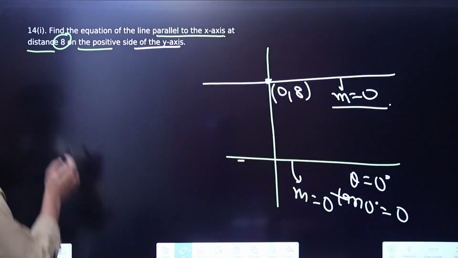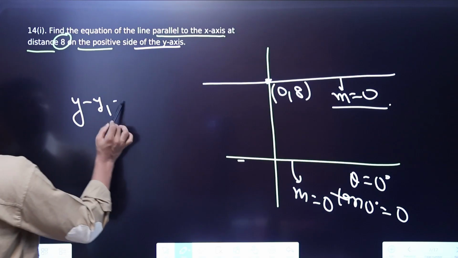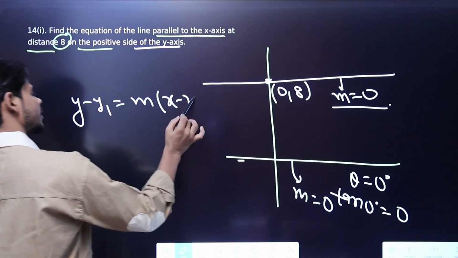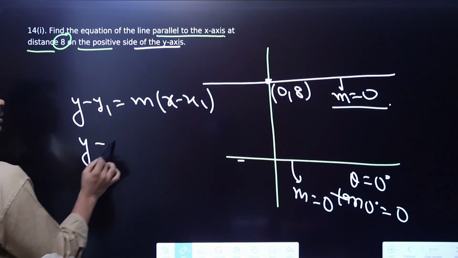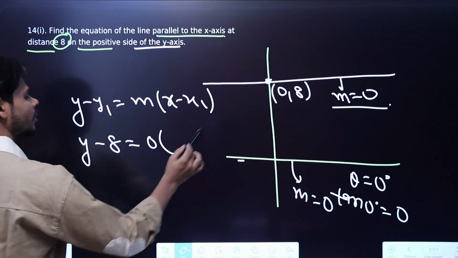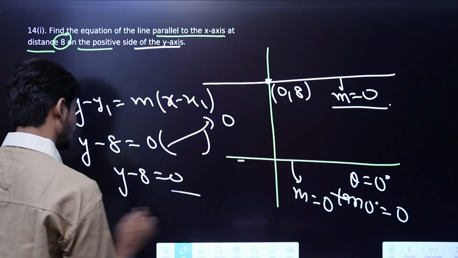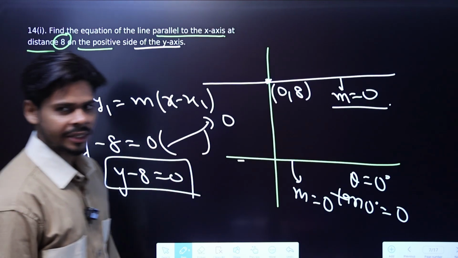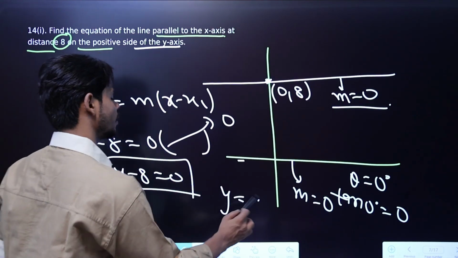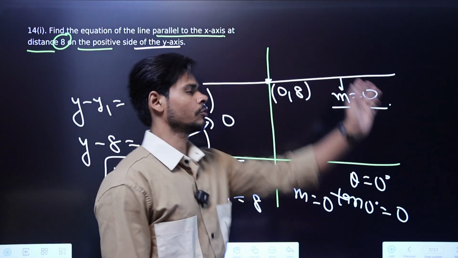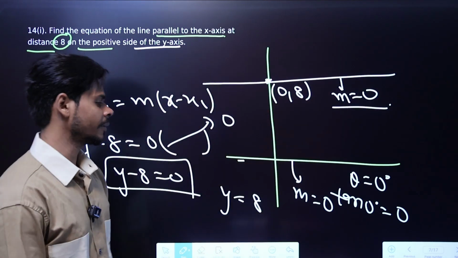Next. Now we can directly use y minus y1 is equal to m times x minus x1. y minus y1, which is 8, is equal to the slope, 0, times whatever it will be, it will make it 0. So y minus 8 equal to 0. This is your equation. And we already know that y equal to 8 will be a line parallel to the x-axis at a distance of 8. We already know this, right?